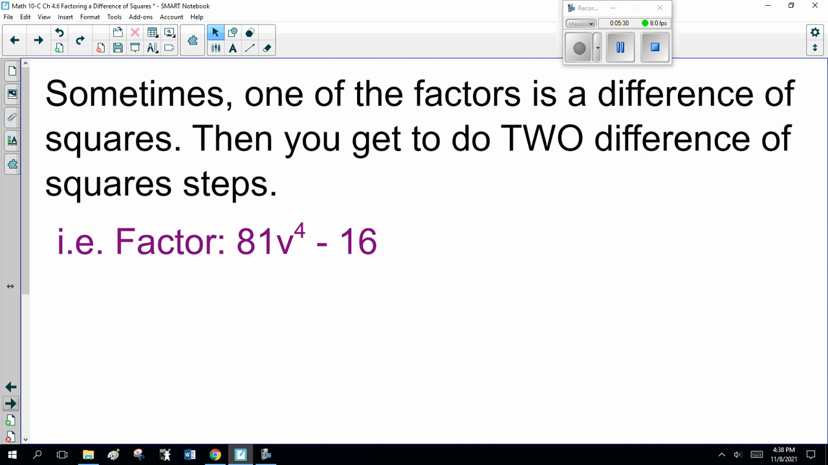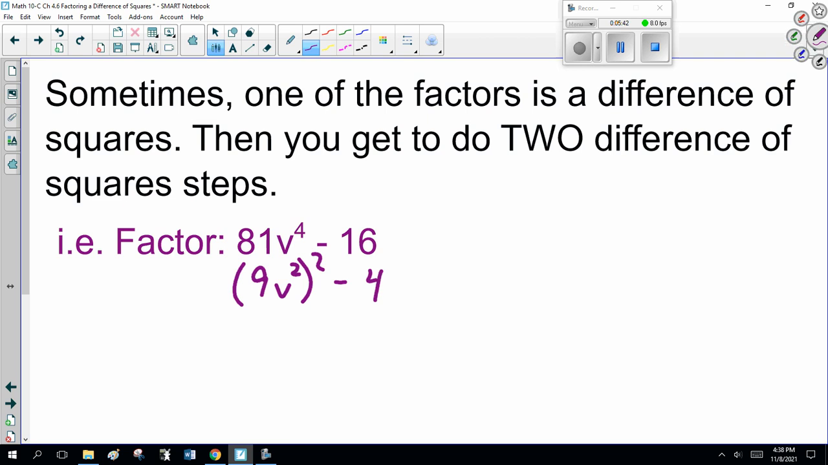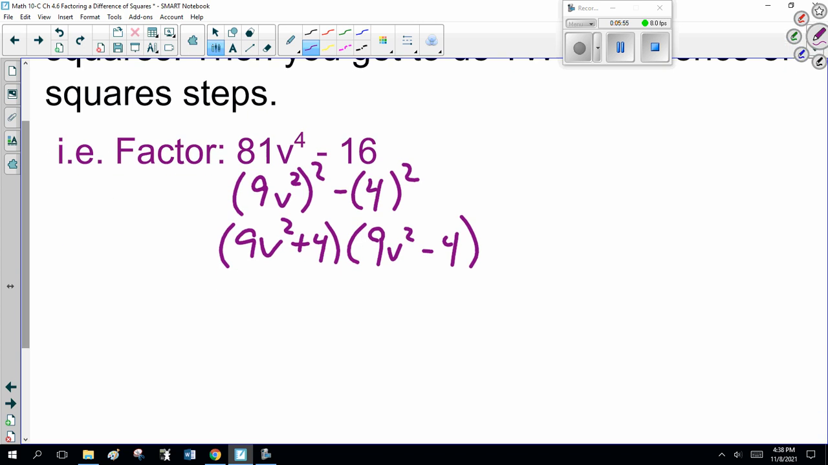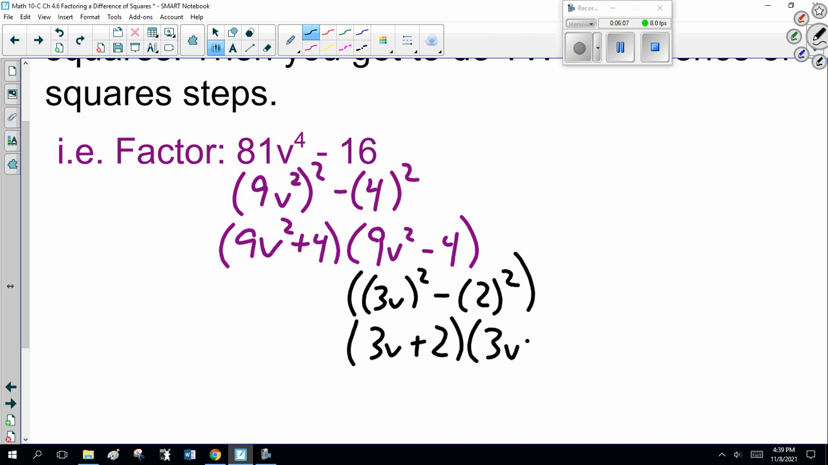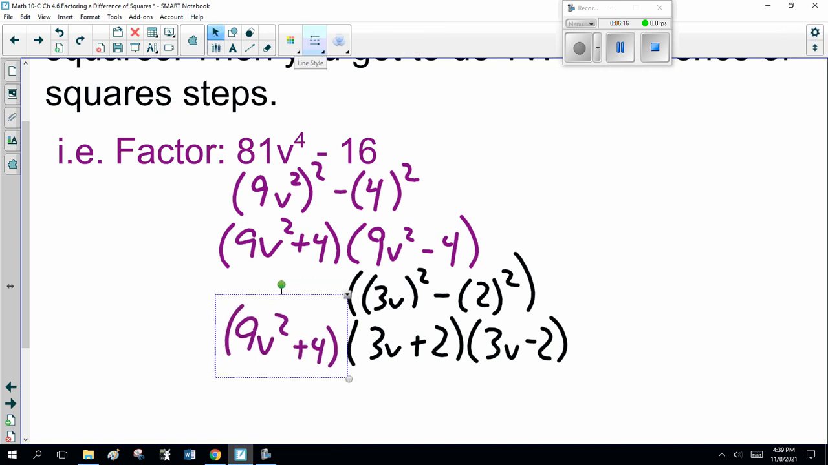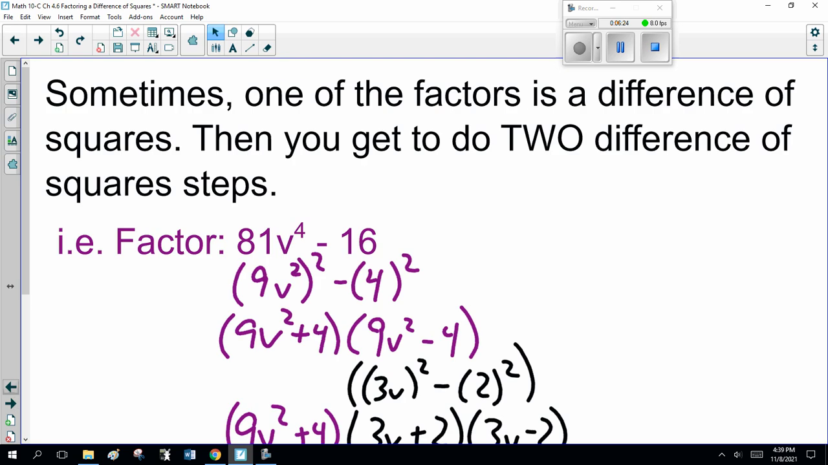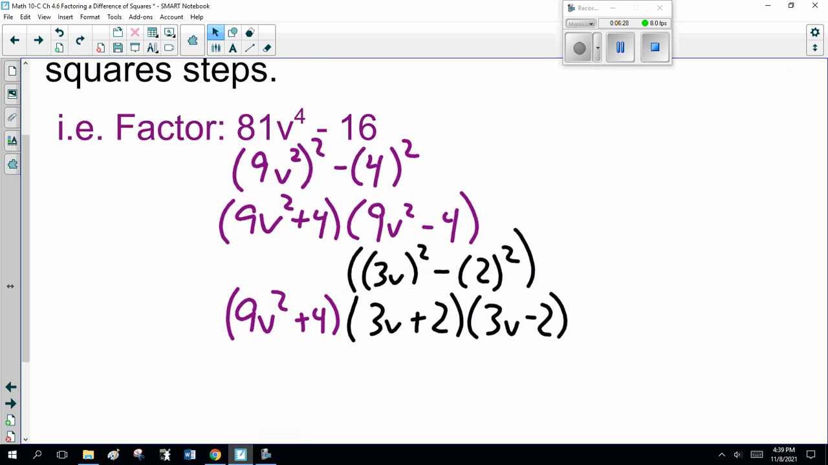Sometimes one of these factors is itself a difference of squares, then you get to do two difference of squares steps. So here's another one: 81v to the 4 minus 16. This is (9v squared) squared minus 4 squared. So it's (9v squared + 4)(9v squared - 4). And 9v squared minus 4 is (3v) squared minus 2 squared. So this becomes (3v + 2)(3v - 2). And don't forget the 9v squared plus 4 on the outside. All right? I'm going to stop there for a second and let you look at that, because that is as sneaky as it gets. If you got that, I'm happy.